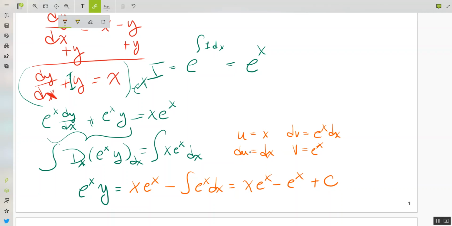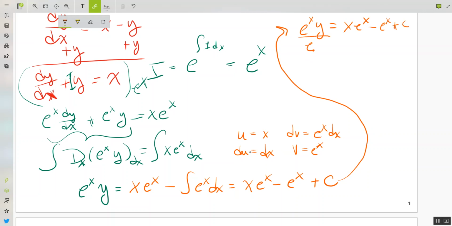But before I do that, I did not arrange this well. Let's take it up here. So you have e to the x y is x e to the x minus, not plus, e to the x plus c. I'm going to take everything and divide by e to the x, because that'll just leave me an e to the x on c. So I get that y is x minus 1 plus c times e to the negative x.